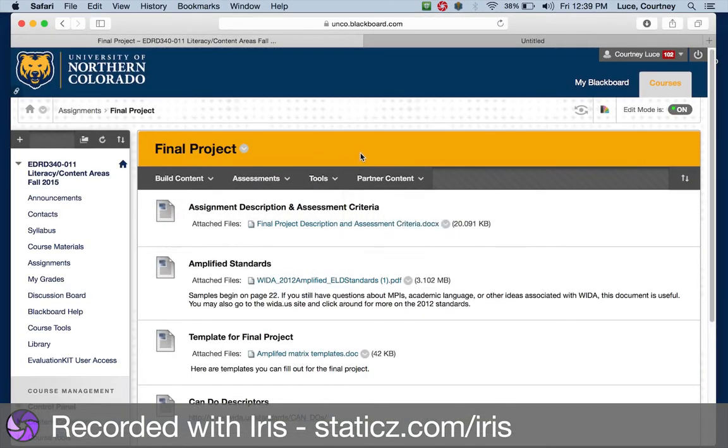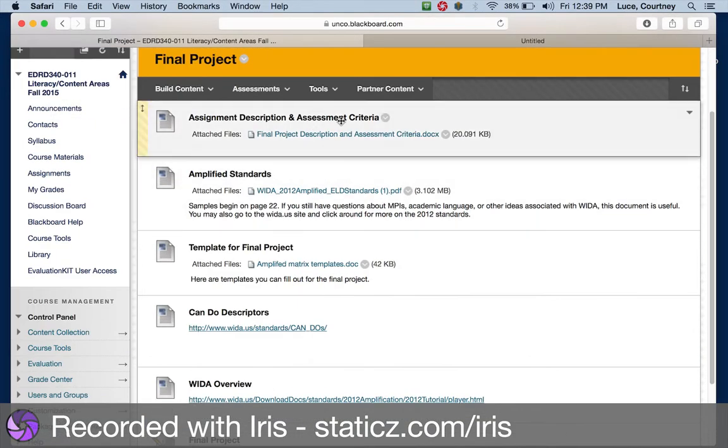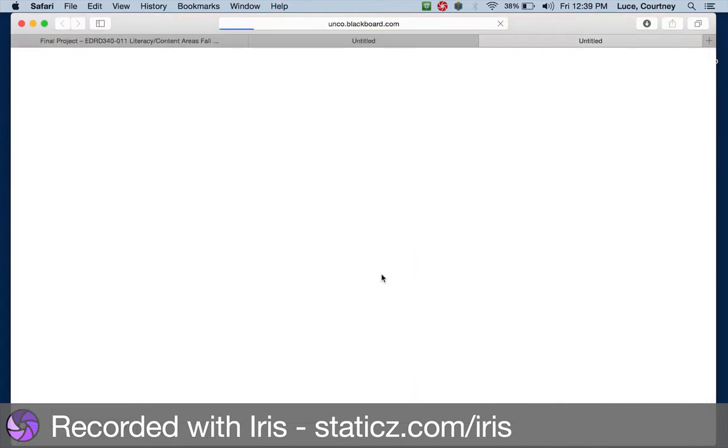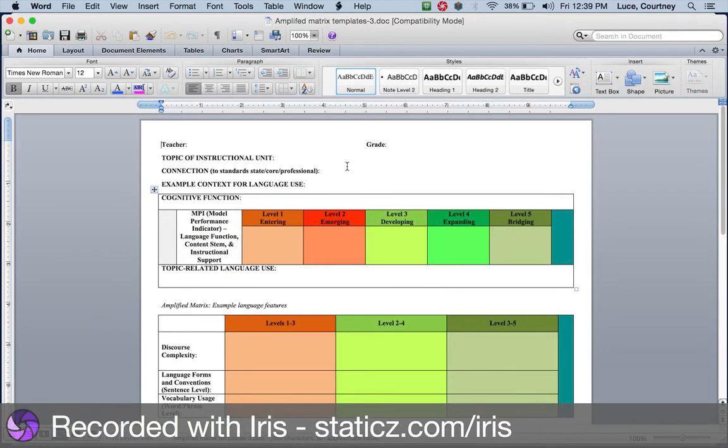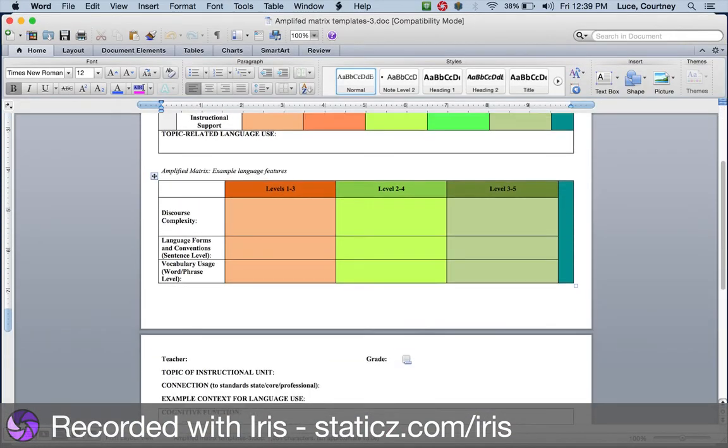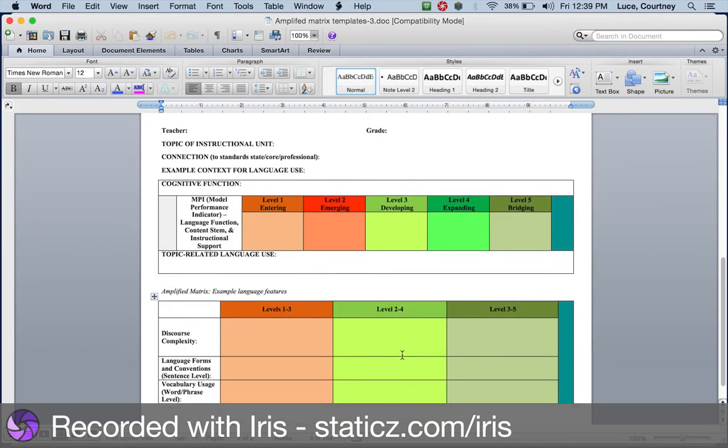So going back to the Blackboard link, we have the amplified standards, which I'm going to go over in a little bit after I show you the example. We have the template for the final project, and this is the document that you'll be working in as you put your project together. So this is just a blank document that you're going to be filling out as a piece for your project.